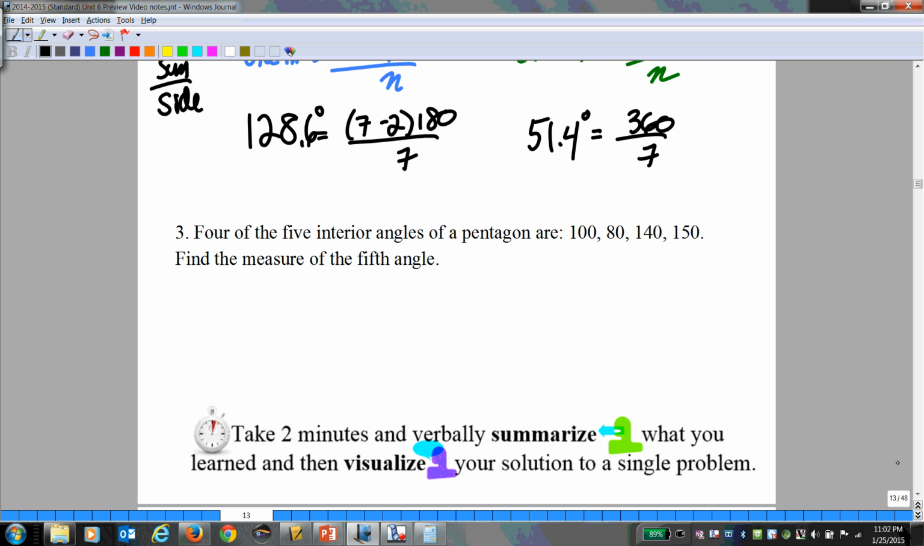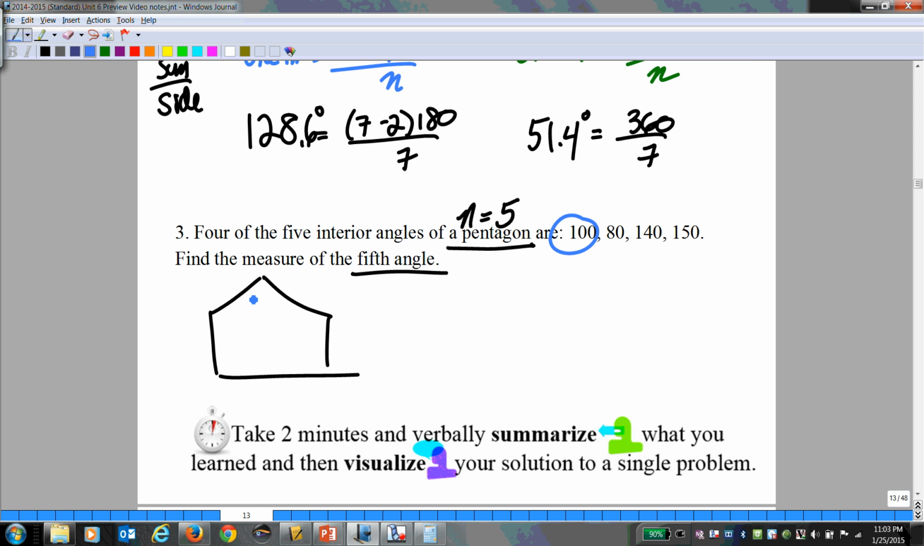Let's do one more. It says 4 of 5 interior angles of a pentagon. A pentagon means our sides is 5. We want to find the measure of the fifth angle. So let's start by drawing a pentagon. 1, 2, 3, 4, 5. And for the angles, I have 100, and I have 80, I have 140, and then I have 150, and then I have a last angle that I don't know. I'm asking for the measure of that fifth angle.